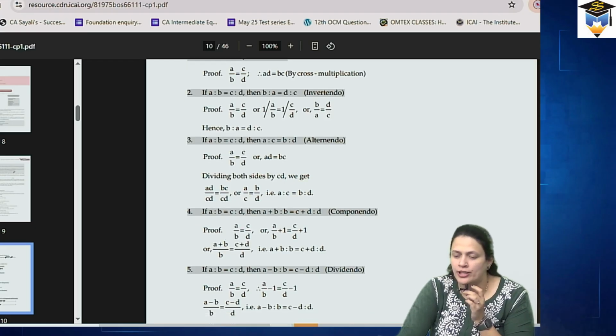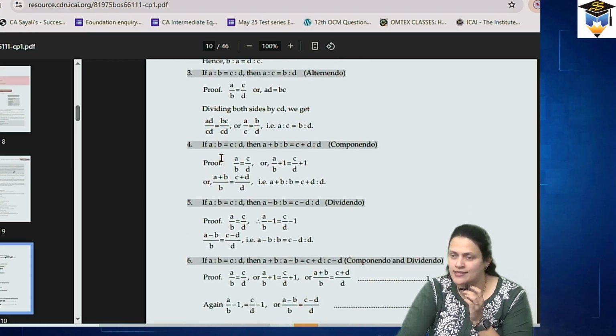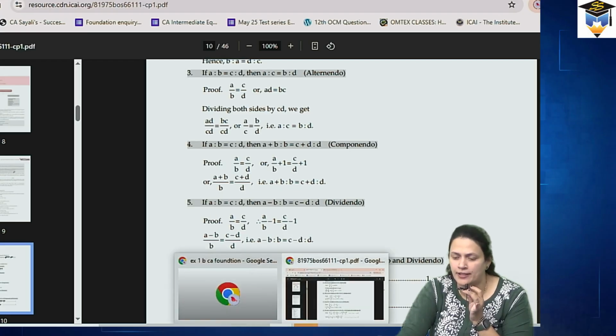So, in componendo, let us say A upon B is equal to C upon D. When we talk about componendo, what we are going to do is the denominator part we are going to add into the numerator on both sides, and the denominator part will remain as it is. So, let me take an example and explain.